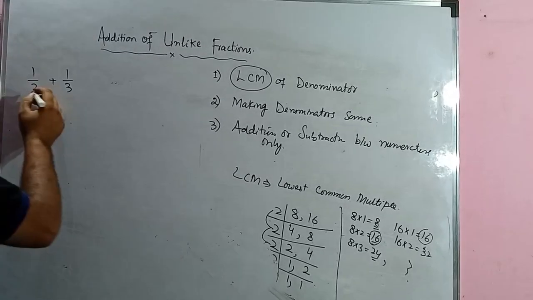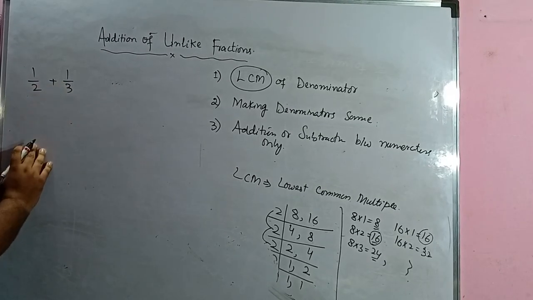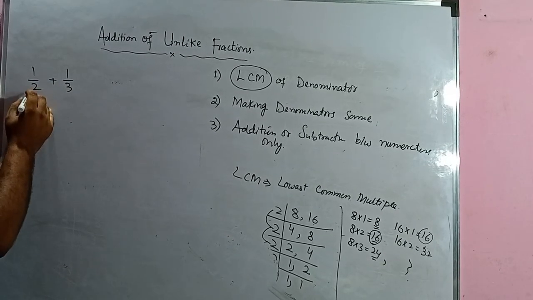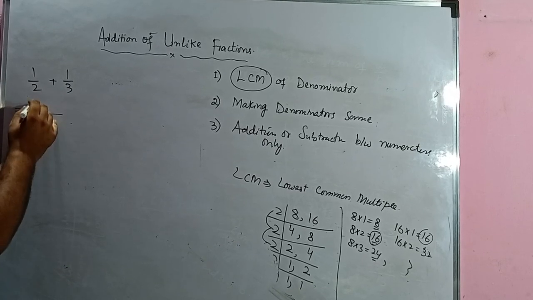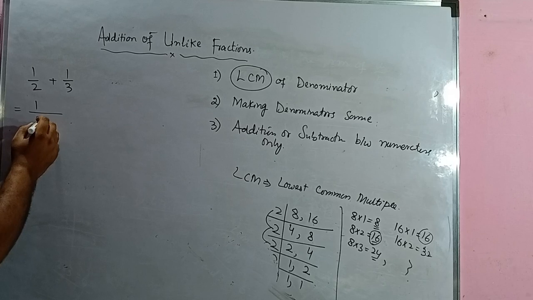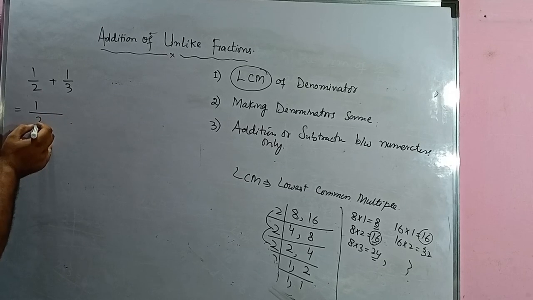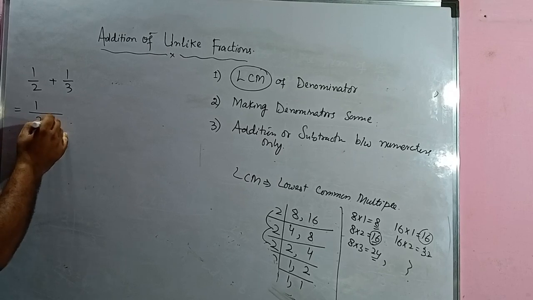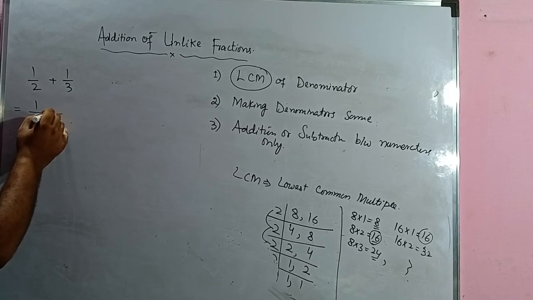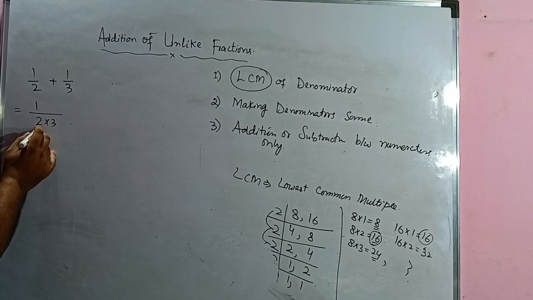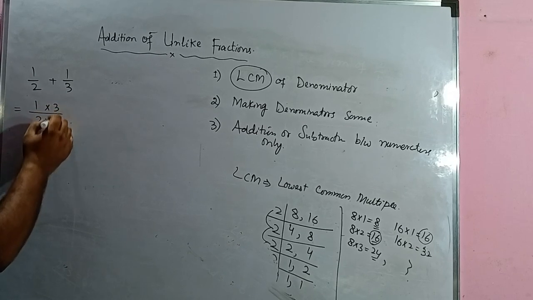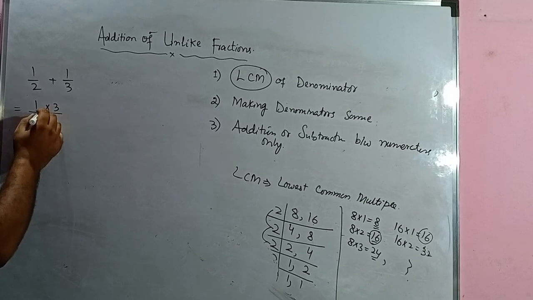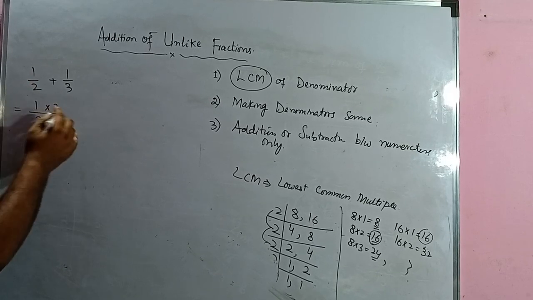I know the LCM between 2 and 3 is 6. So I will try to make the denominator 6. I will write 1 by 2. What is the number that is to be multiplied with 2 to get 6? That is 2 into 3. I am multiplying here the 3. Why? Because I need here the 6. This I should multiply above also, the same number 3, so that it will not affect the fraction.